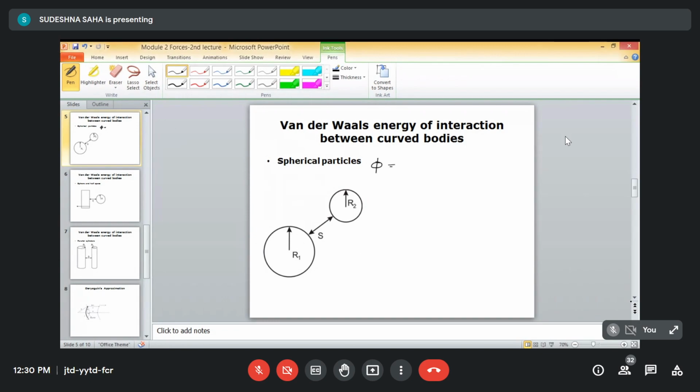Phi will be equal to A effective. This will be energy, okay, which will be equal to A. And I'm getting a lot of queries regarding whether there should be a negative sign before that.